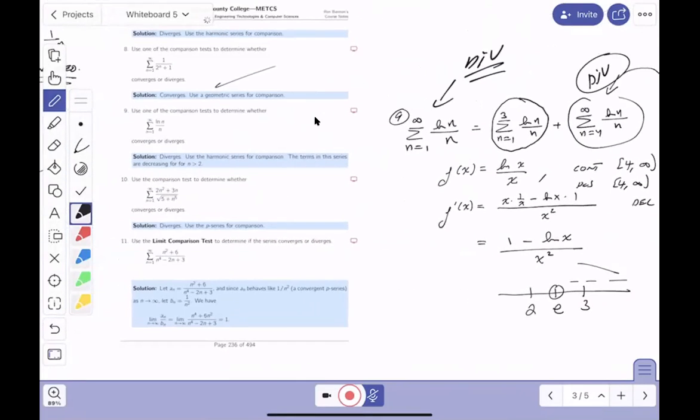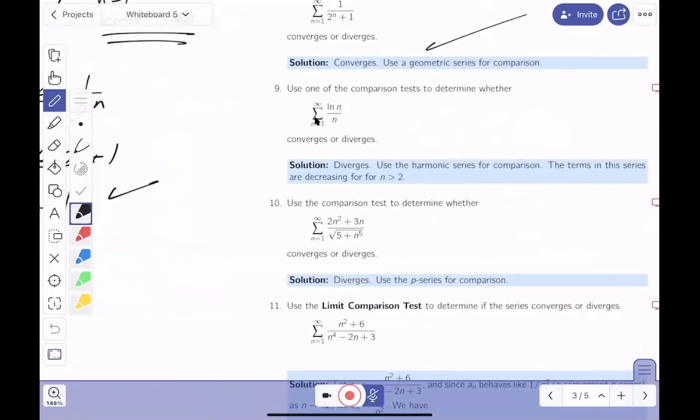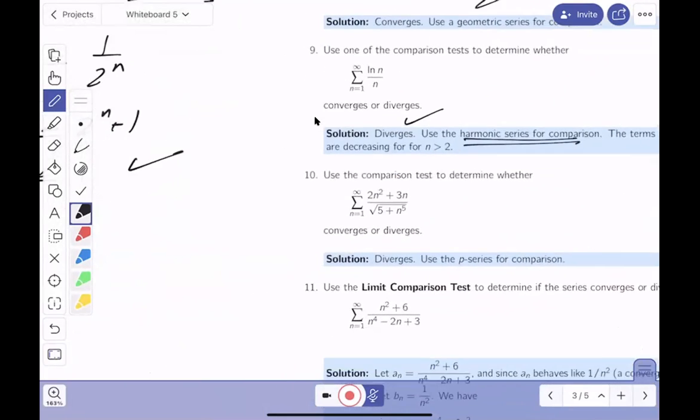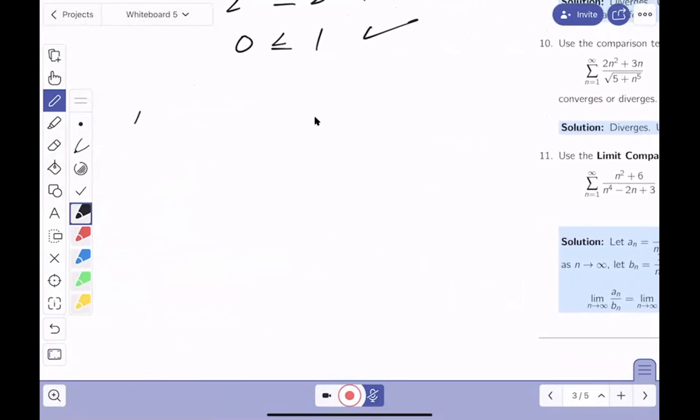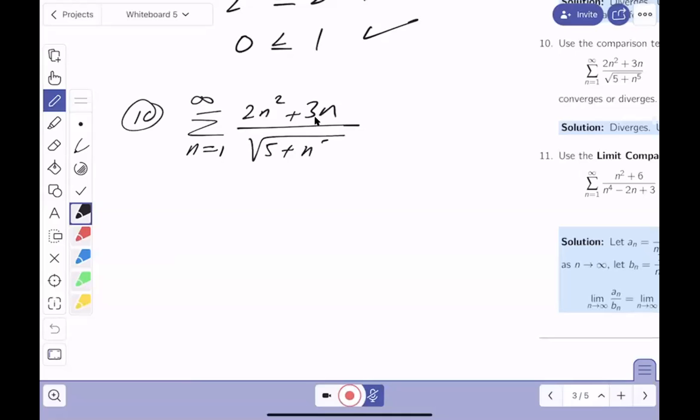Let's go back to our key. This is number 9. And let's take a look at that. Diverges. All right. By the way, they use the harmonic series for comparison. That might be tough for some students to deal with. All right, let's do number 10. And number 10 looks like a nightmare. All right, let's write this down for you. This is the sum, n equals 1 to infinity, 2n squared plus 3n. Top is definitely positive. And the bottom is definitely positive. Everything's positive.